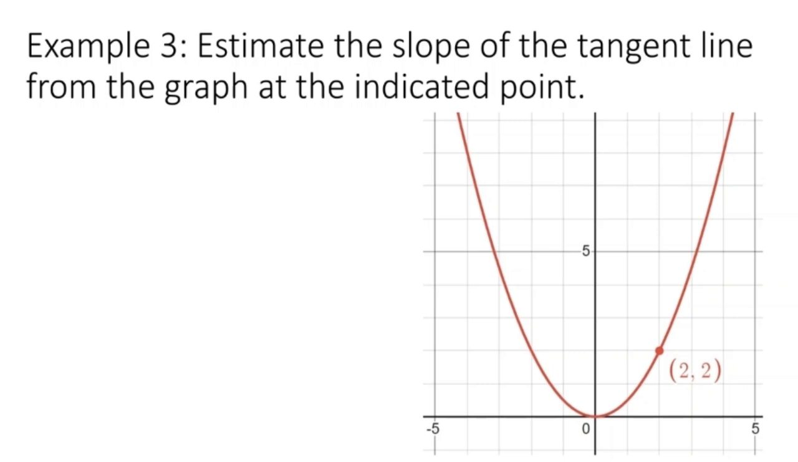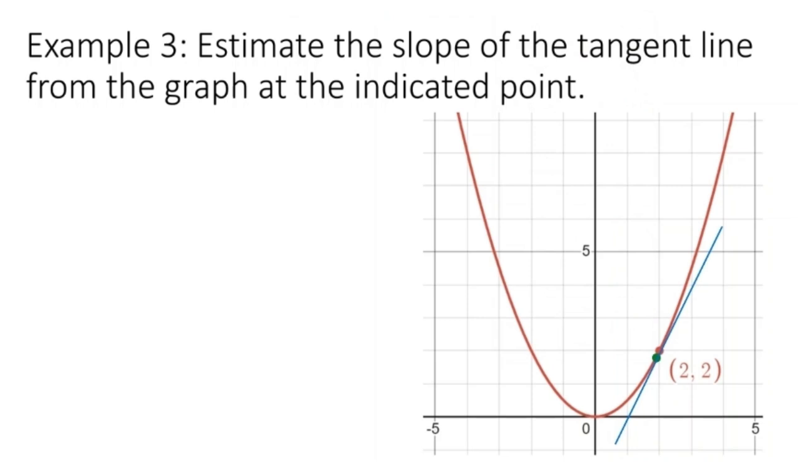To help us approximate the slope, I want to draw a secant line where my second point is very close to the indicated point 2, 2. So let's say I pick that point that I have drawn in green as the second point to form my secant line. Now I want to draw a line that passes through the 2 points to represent my secant line. And there is my secant line in blue.